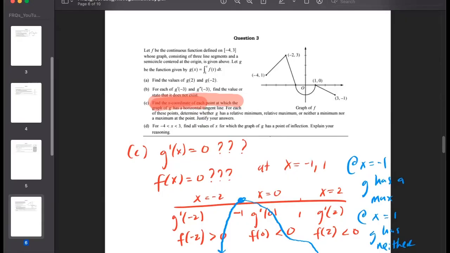Why? Because it was decreasing and then decreasing again. Okay, that was part C. If you understand the difference, or how G relates to F, I feel like these problems are going to be pretty easy for you.